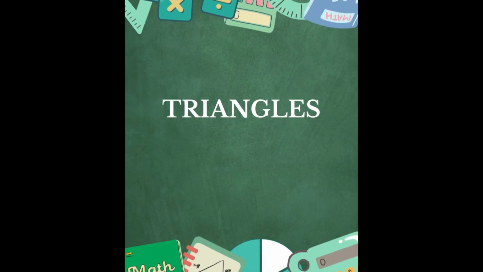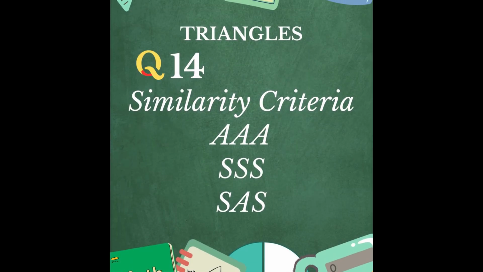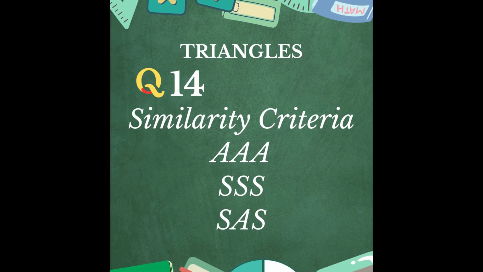Now the next 3 questions are from the chapter triangles. In chapter triangle, there is one important theorem, that is BPT, basic proportionality theorem. Apart from that, we have the criteria of similarity, that is AAA, SSS and SAS. So from this, one theorem is 100% sure in the board exam. Apart from that, we are going to get the sums.